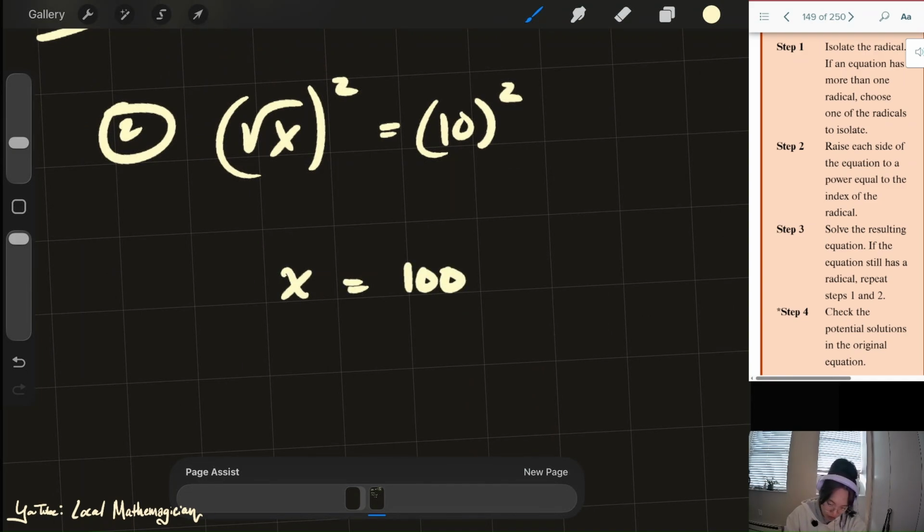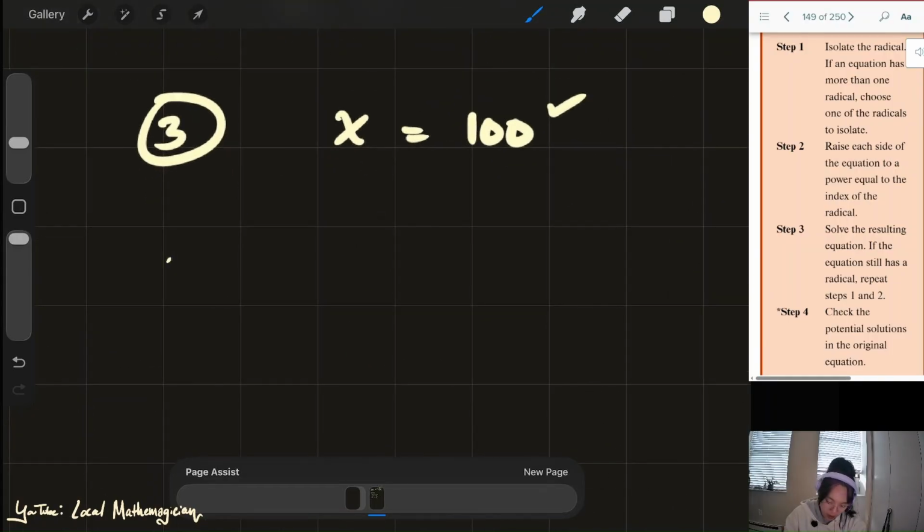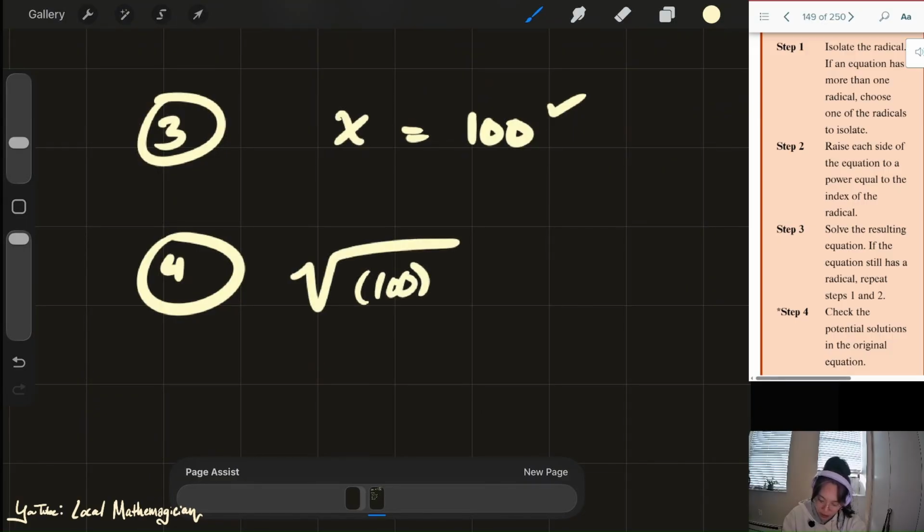Step 3, solve for x. There are no other radicals, so we're done. Step 4, plug it back in. Root 100 is equal to positive 10. We're done. Let's do another one.